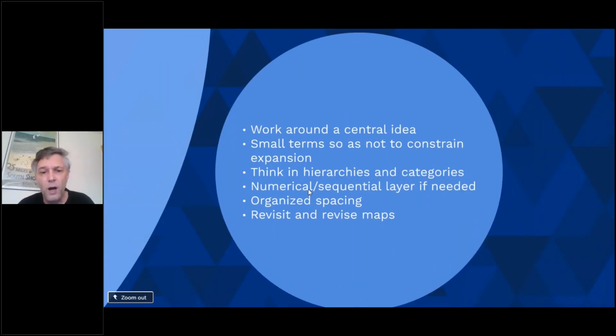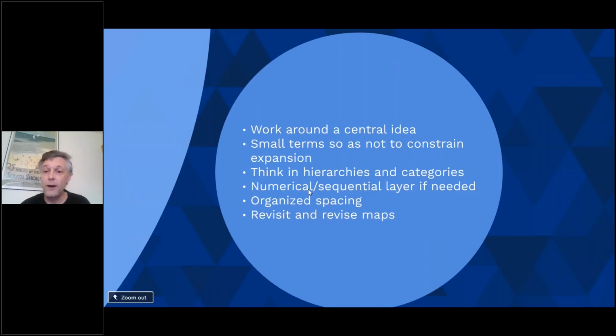The other key elements are to work around that central idea and make sure it's focused enough for what you're trying to map or for the problem at hand that you're not overwhelming yourself. Use smaller terms so that you don't constrain any of the expansion. Don't allow a branch to get to a point where you look at it and go, that branch can't go anywhere anymore. There should always be some opportunity to continue branching and adding nodes farther and farther out if you so desire, if there's a purpose for that.